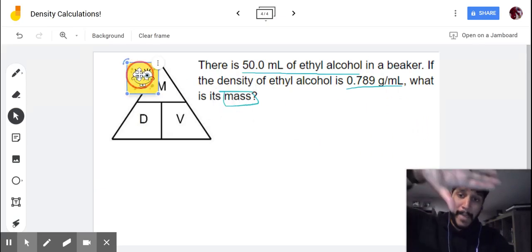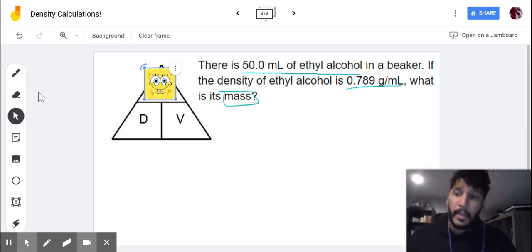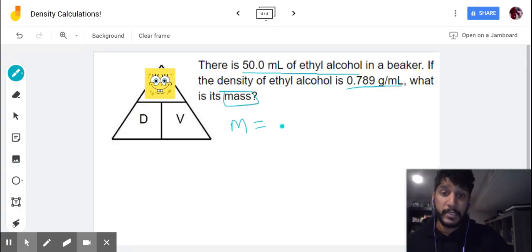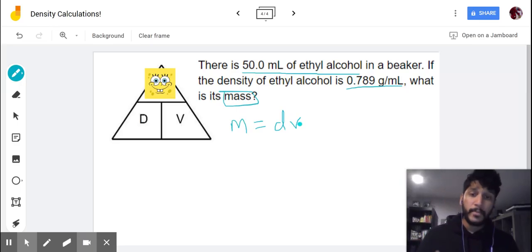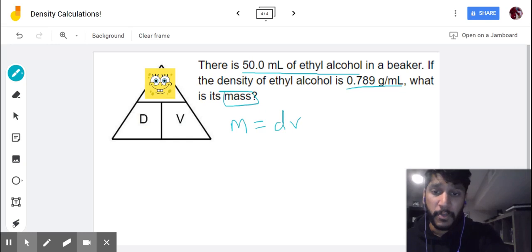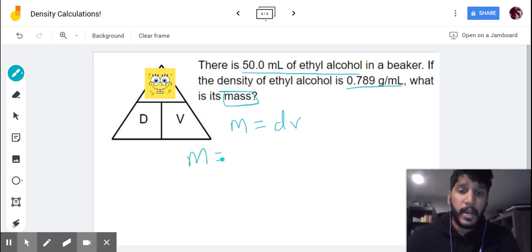So we're going to cover up the mass part of the triangle. So when we cover up the mass part of the triangle, we're looking for mass. So mass equals what? We're left with density and volume right next to each other. So we have mass equals density times volume. So let's go ahead and see if we can plug those numbers in. So we have mass and the density.